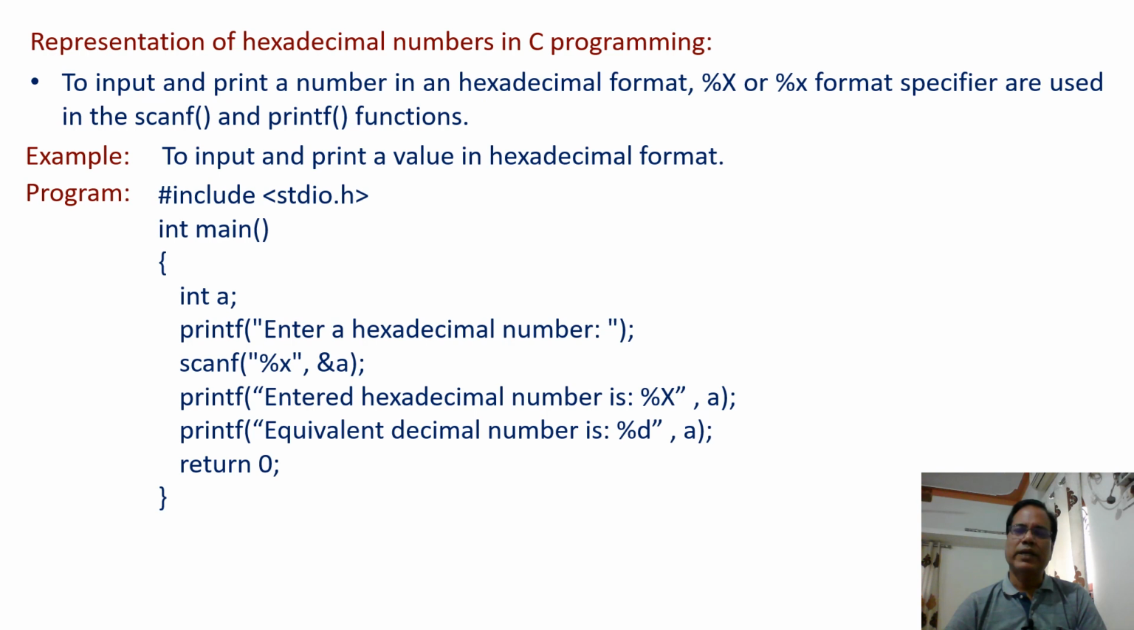When the hexadecimal number is entered and the enter key is pressed, that number is taken in and stored in the variable a. Now using another two statements, that hexadecimal number gets printed in hexadecimal format, and we also print its decimal equivalent using another printf statement. Whenever this program is run, first this message is displayed: enter a hexadecimal.